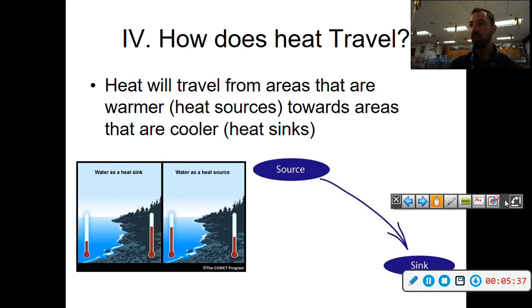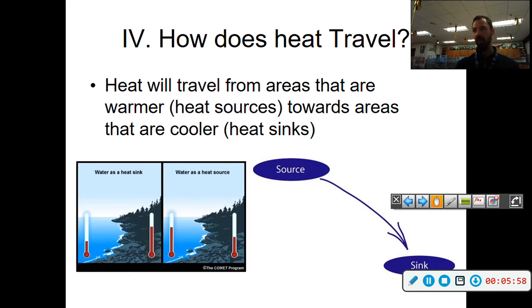Heat will always, again, flow from the source, which is the warmer area, towards the areas that are colder, which is called the heat sink. So again, if you have the AC on during the summertime, you open the door from outside, the warm air will actually come in. So it's always warm towards cold.